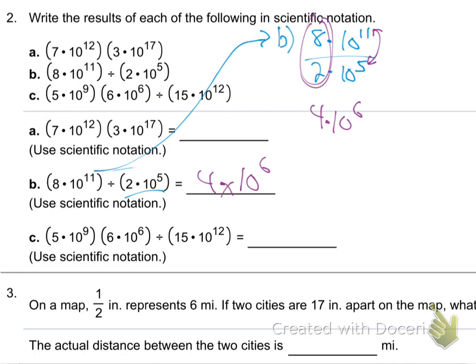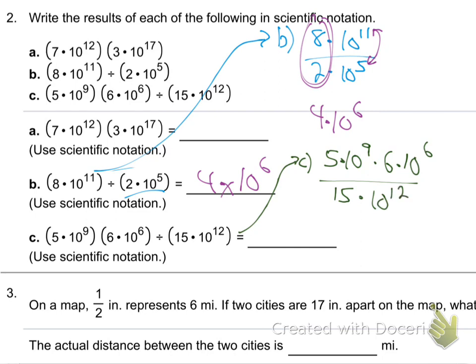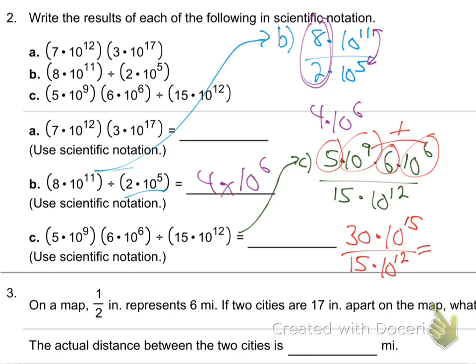Same kind of thing down here. I'll do part C here. 5 times 10 to the 9th times 6 times 10 to the 6th divided by 15 times 10 to the 12th. Okay, well, 5 times 6 is 30. 10 to the 9th, 10 to the 6th. Remember, these powers add. Just keep the denominator the same so far. 30 divided by 15 is 2. Subtract these powers. 2 times 10 to the 3rd.